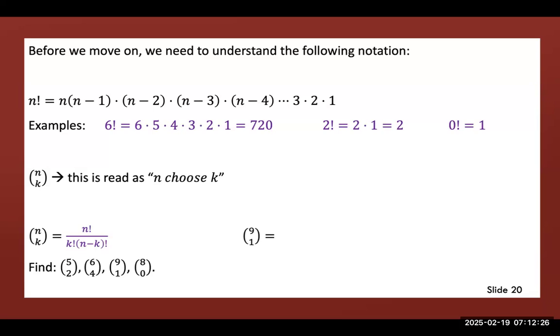So how many different ways can I move that check around? Well, there's 9 ways. And you can use the formula to double check that. So this one you can figure out easily in your head.